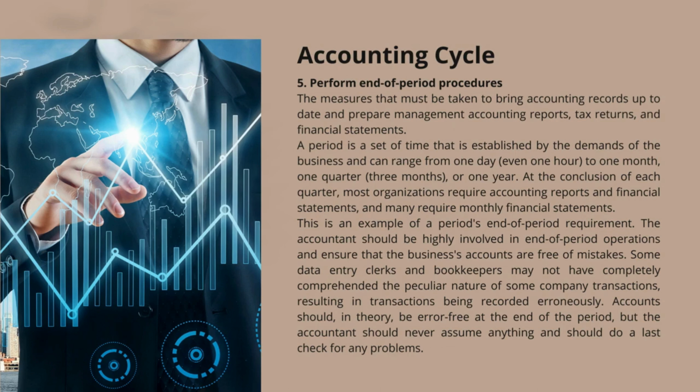A period is a set of time that is established by the demands of the business and can range from 1 day, even 1 hour, to 1 month, 1 quarter, 3 months, or 1 year. At the conclusion of each quarter, most organizations require accounting reports and financial statements, and many require monthly financial statements. This is an example of a period's end-of-period requirement.